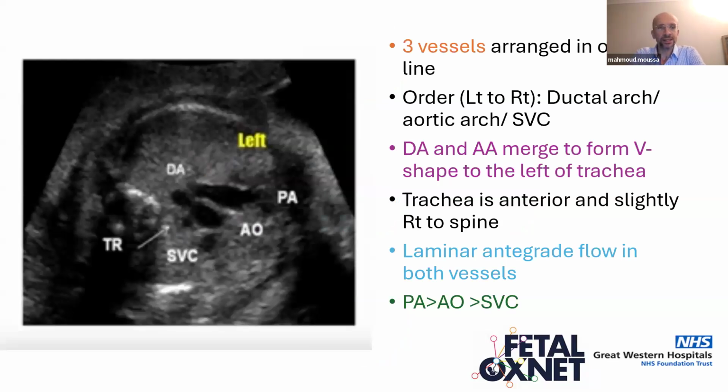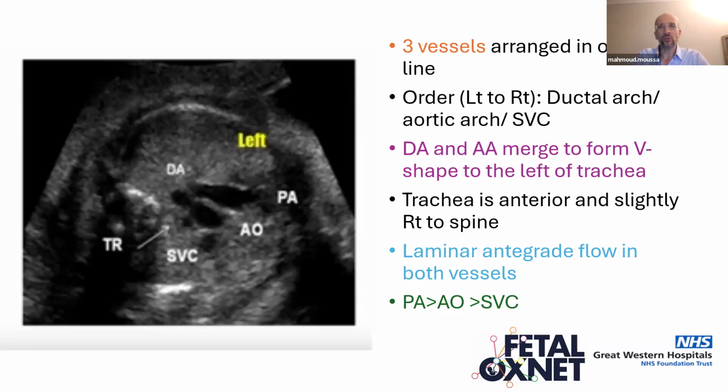So this is what you get in a three-vessel trachea view, and the three-vessel trachea view is just a view above the four-chamber view. So if you are using your transducer at the axial view to look at the four-chamber view, if you slide slightly higher up and slightly oblique, you'll start seeing this nice three-vessel trachea view.